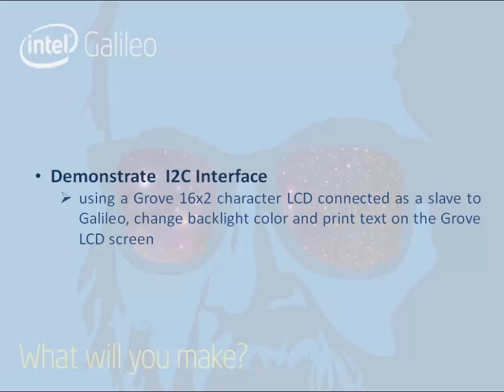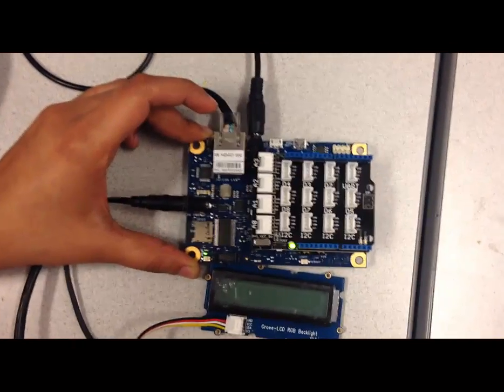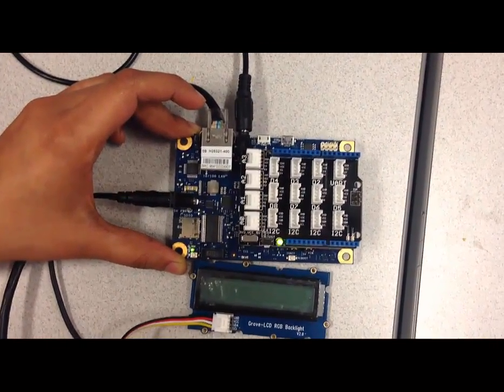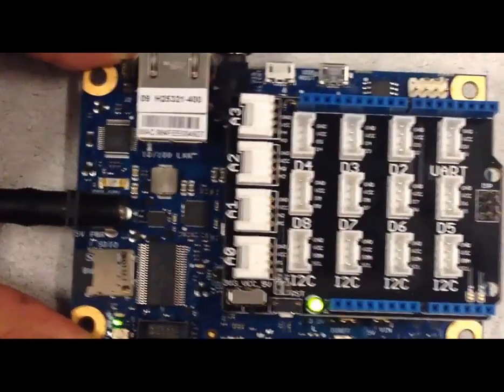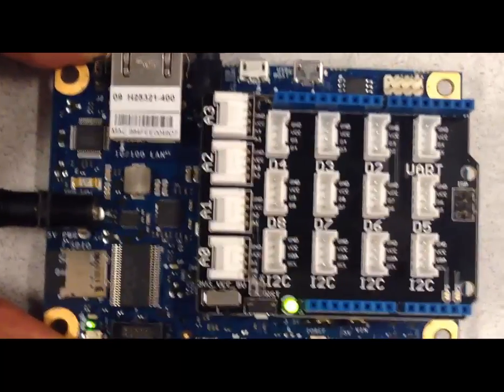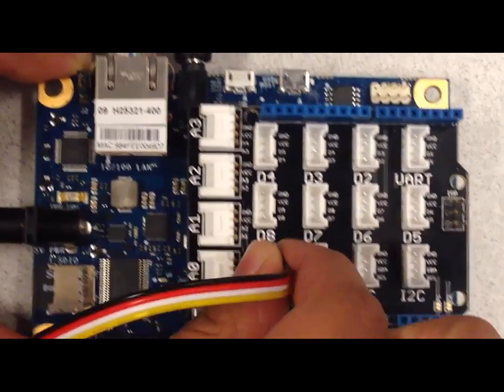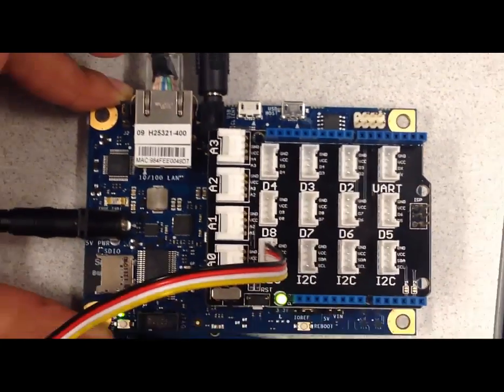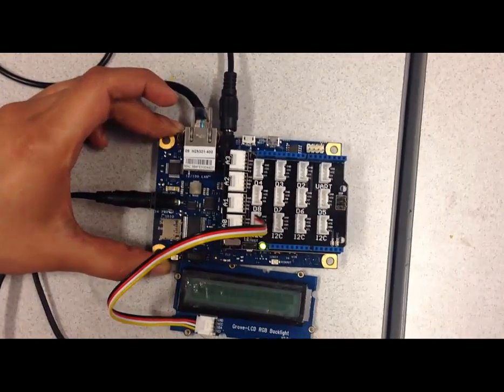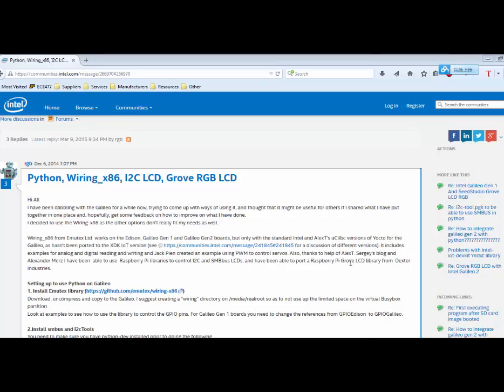In the third part of the video tutorial, we will demonstrate the I2C interface on Galileo using the Grove LCD. We will connect the Grove LCD to one of the I2C ports on the shield. More specifically, it is connected to the SM bus, which is the system management bus. SM bus is derived from I2C for communication with low bandwidth devices on a motherboard, especially power related chips.